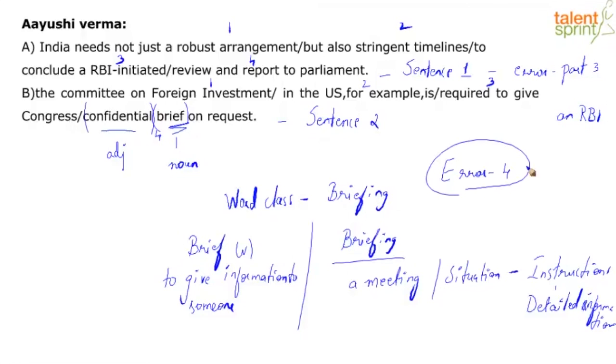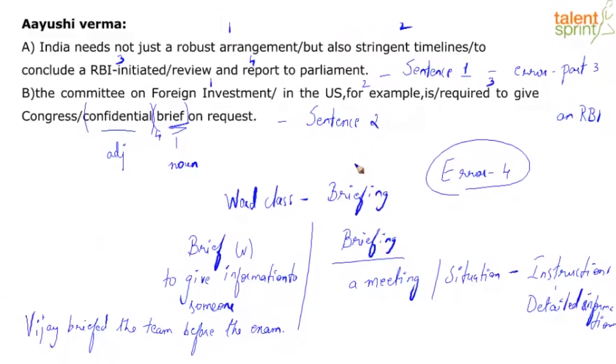The Foreign Investment Committee in the US, on request, is asked to give Congress some sort of detailed information or instruction. And for you to understand the difference between brief and briefing, let me also give you an example sentence. If I say, Vijay briefed the team before the exam, right? Or you summarized whatever had to be done. Yeah, any questions before we move forward? So you can brief someone about what happened in the briefing.